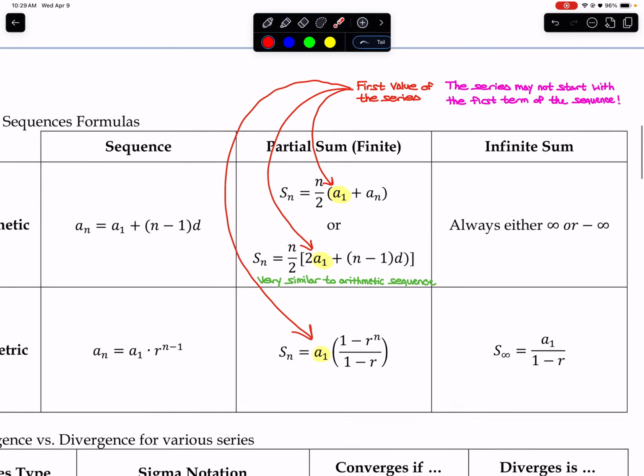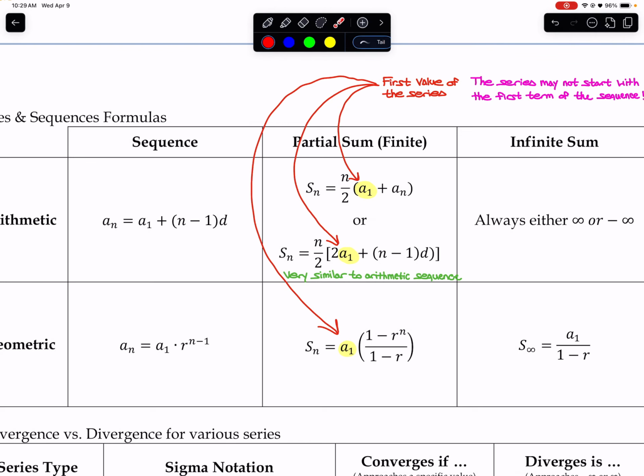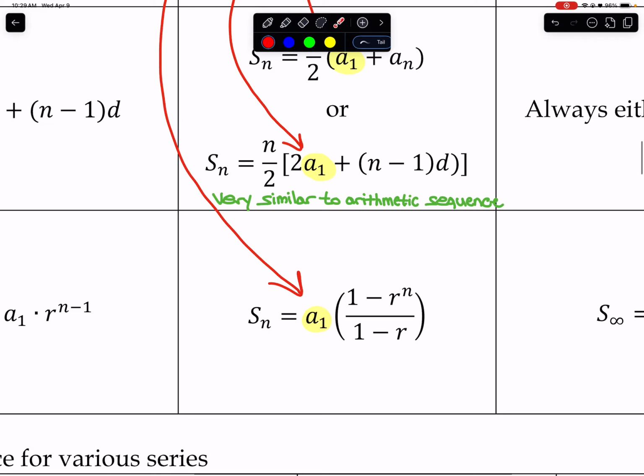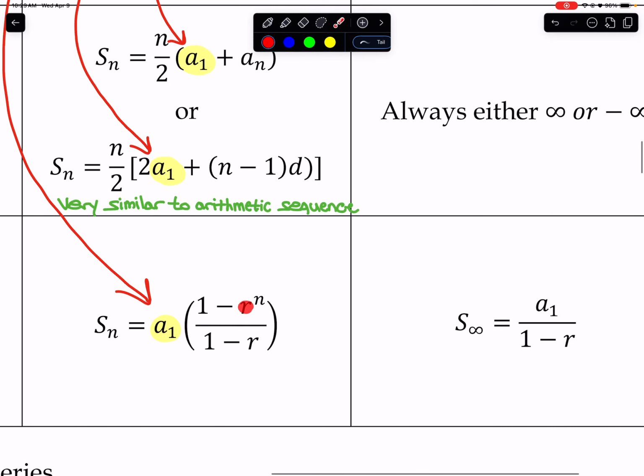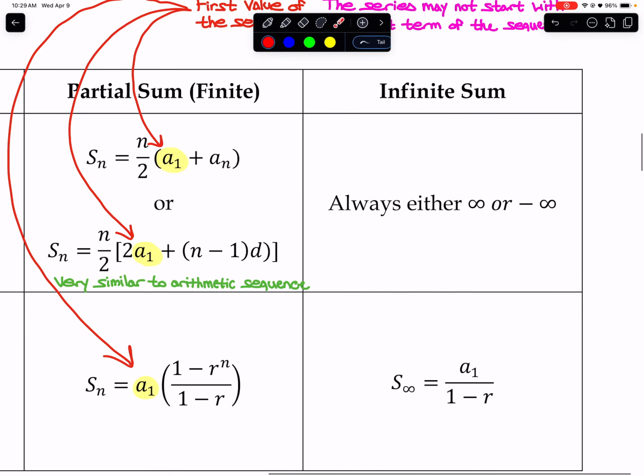And then for your partial sums, we're also going to look at our geometric. So the same idea happens here because of this a sub 1. It's the first term of the series. And then you're going to be plugging in your common ratio and number of terms in multiple places. And then same idea up here for arithmetic with the common difference.